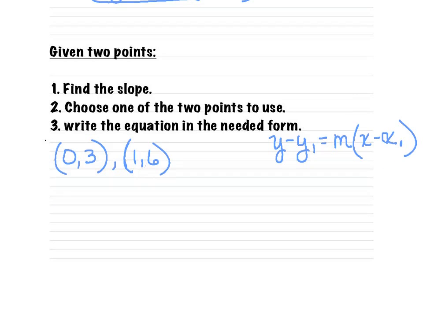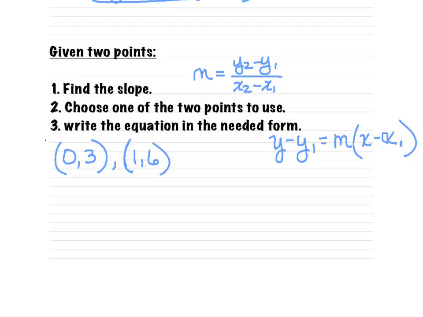If you're given 2 points, and you're asked to write the equation in point slope form, here are the steps you're to take. Number one, find the slope of the line. You have a formula for slope given 2 points. M equals y2 minus y1 over x2 minus x1. So you'll use the slope formula to find the slope of the line. Then you're going to choose one of the 2 points to use and to substitute into the equation as x1, y1, and then you write the equation.